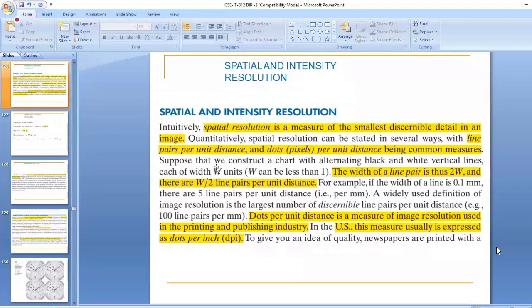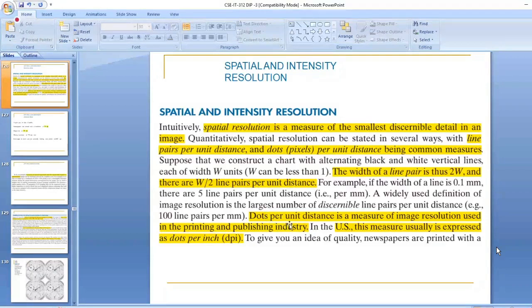But suppose that we construct a chart with alternating black and white vertical lines. जो मैंने अभी आपको यहाँ दिखाया था, इनको आप समझ सकते हैं कि ये जो आपके सेल्स हैं, चेस बोर्ड को आप एग्जांपल में ले सकते हैं. So here these black and white vertical lines, each of width W units. So W can be less than 1. So the width of line pair will be in this case 2 times of W. And there will be 1 by 2W line pairs per unit distance. Pair की जब आप बात करेंगे तो ये हो जाएगा.